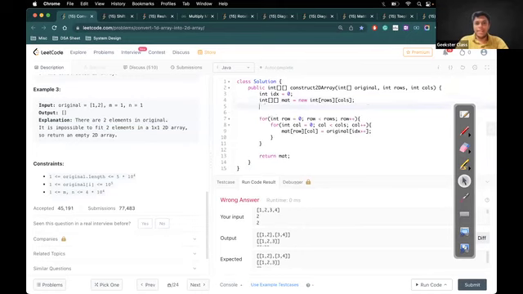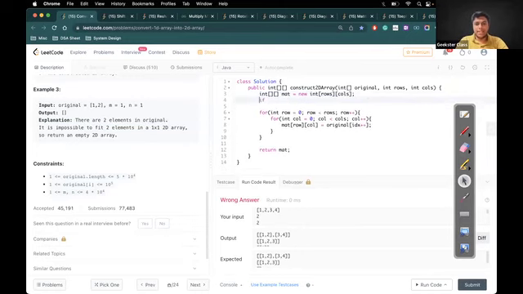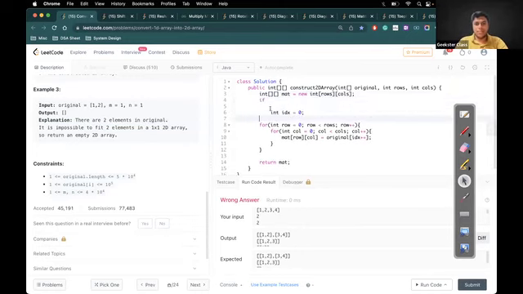So if we are saying if, and let me make this index downwards. Okay. So if we are saying the rows into columns is not equal to the original dot length, that is, if all the 1D array elements cannot be filled exactly into the 2D array, so return the empty array. Return an empty array of 0 rows, 0 columns.